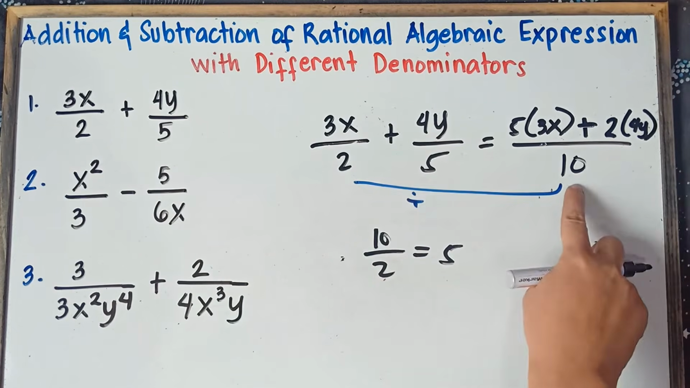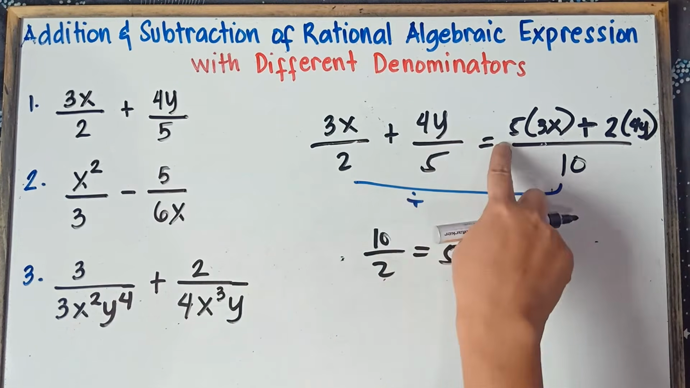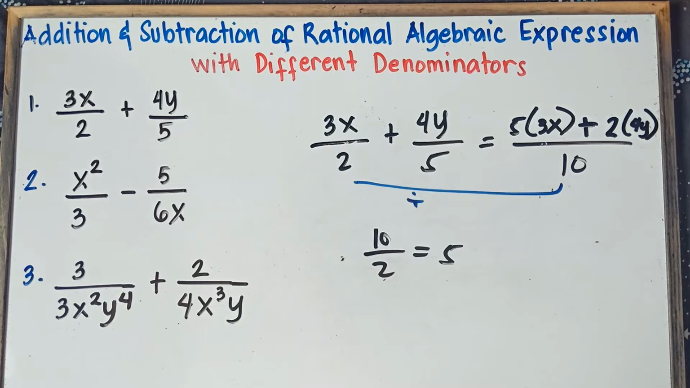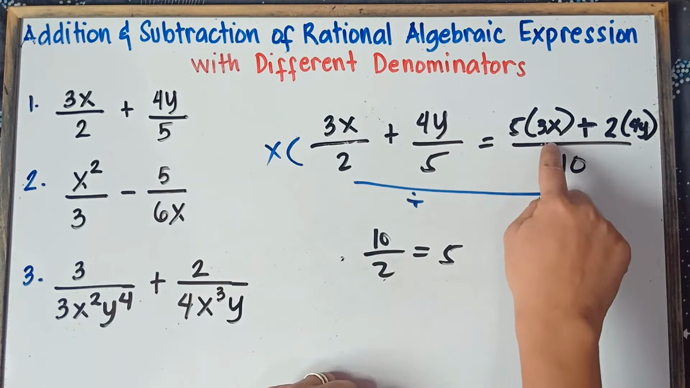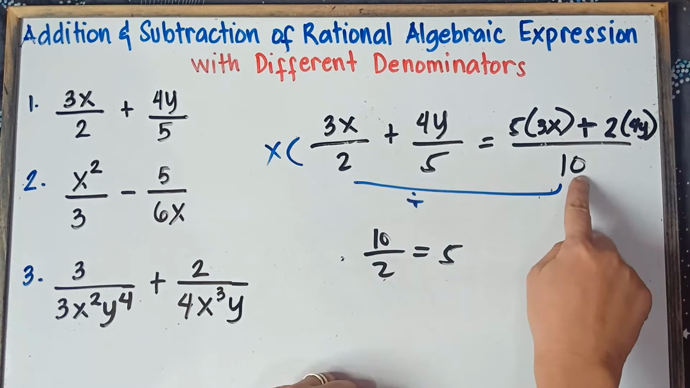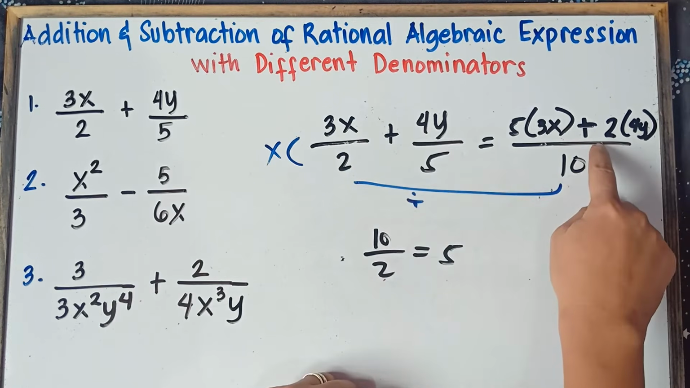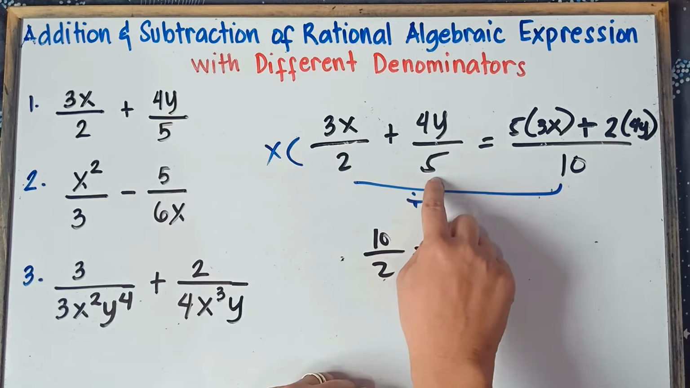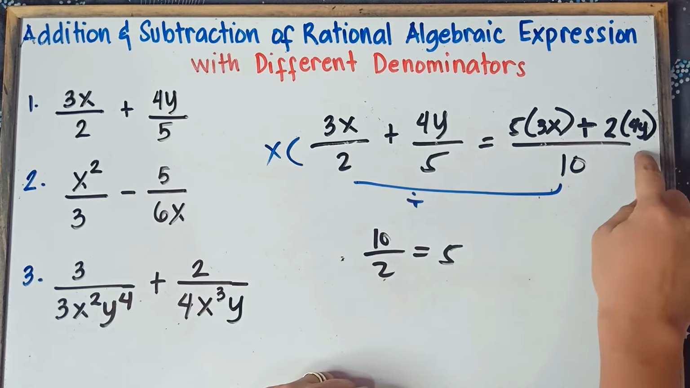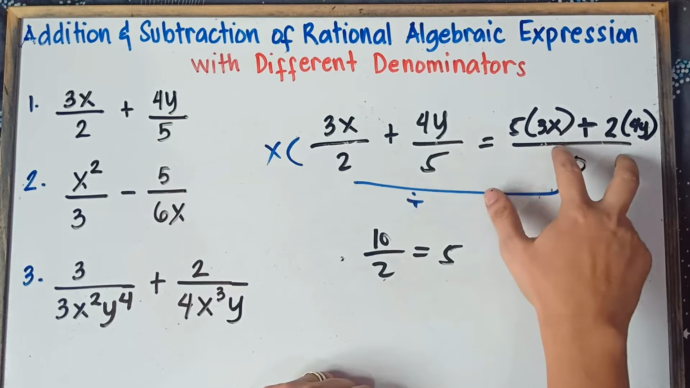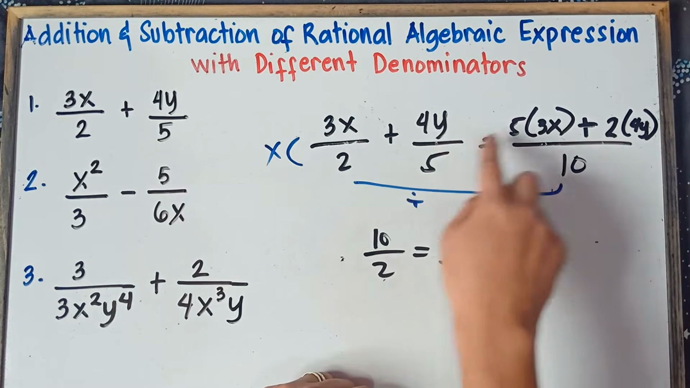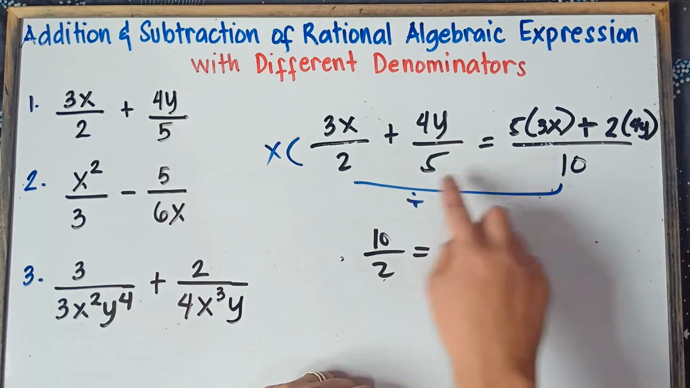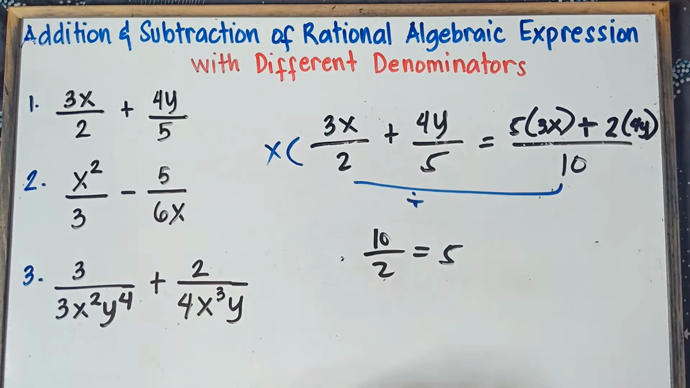Alright, so once again, 10 divided by 2, that's 5. And then multiply the numerator, 5 times 3x. And then copy plus sign. 10 divided by 5, that's 2. And then simply multiply the numerator. So 10 divided by 5 is 2 times 4y. That would be 8y. So we can do this one, class, for you not to be confused. Divide and then multiply the numerator.